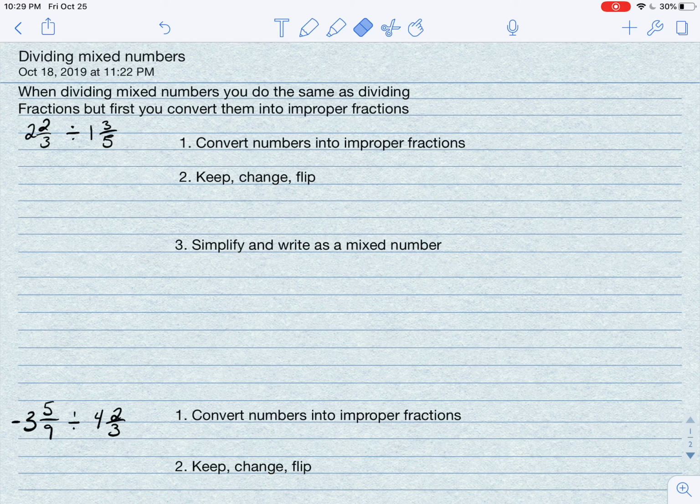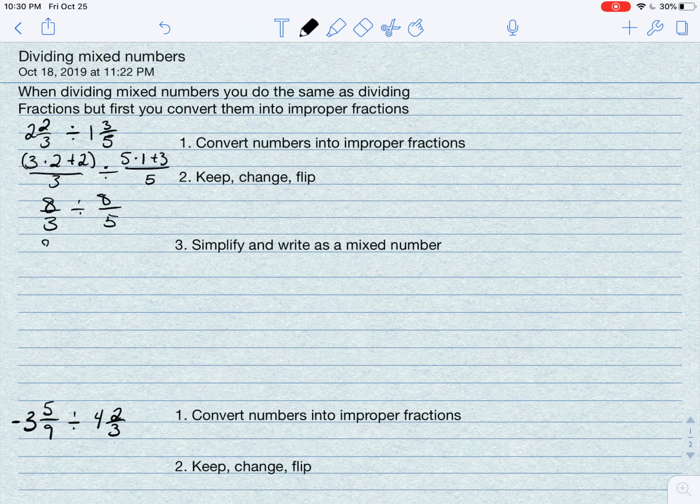So once again, to convert a mixed number into an improper fraction, we multiply the denominator by the whole number plus the numerator. Okay, so that will give us our 1. And then we are dividing by the same thing, 5 times 1 plus 3 over 5. So 3 times 2 plus 2, that's going to be 8 thirds divided by 8 fifths. And now we go into our keep, change, flip.